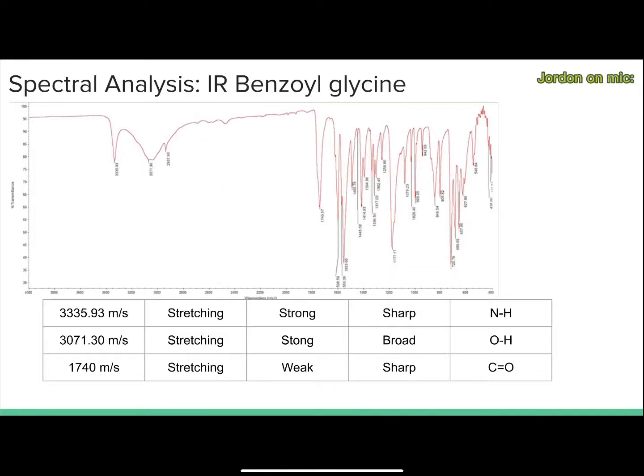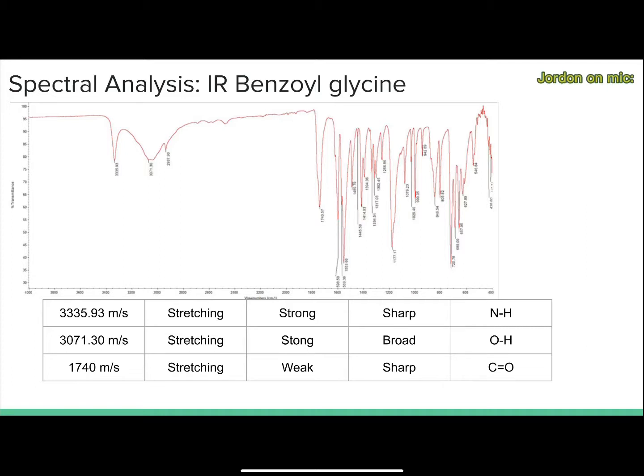For the IR of benzoyl glycine, we have three major peaks. Beginning with the secondary amine, at a frequency of 3335, we have a stretching vibration type and a strong, sharp peak. For the alcohol, we have a frequency at 3071 and a stretching vibration type and a strong, broad peak.